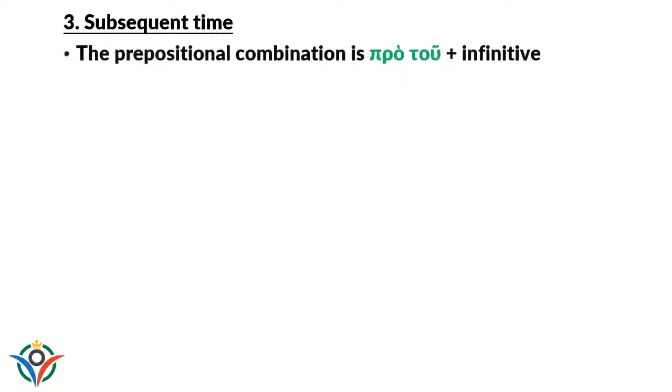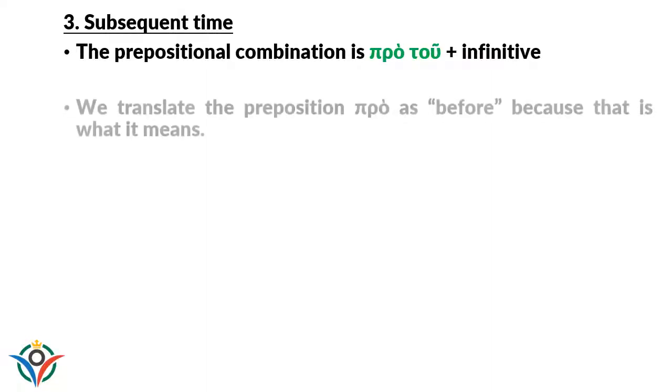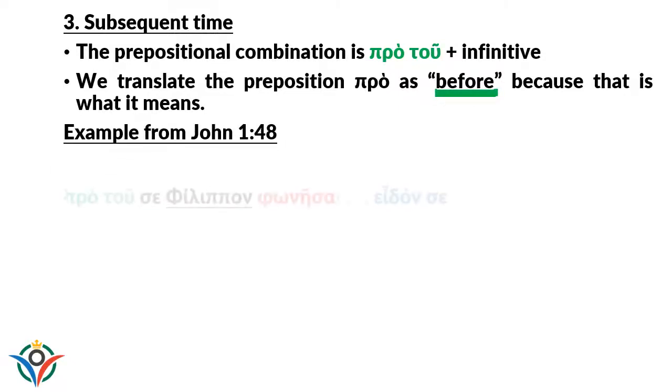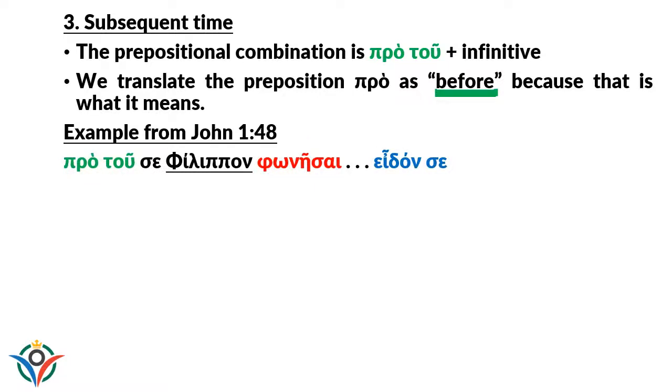The third temporal relationship is subsequent time. So the prepositional combination that we have to look out for now is pro tou plus the infinitive. And we translate the preposition pro as before, because that is what it means. So here's an example from John 1 verse 48. The Greek reads, Pro tou se Philippon phonesai idon se.